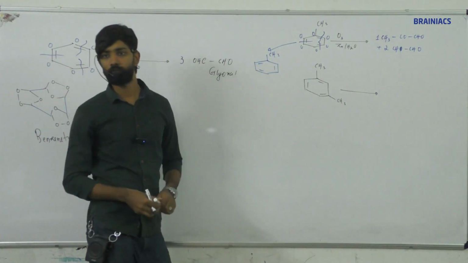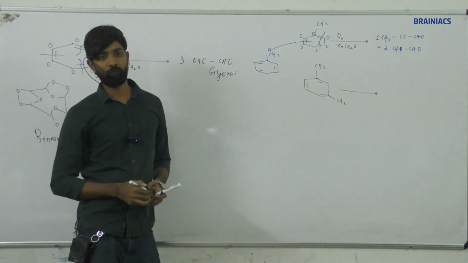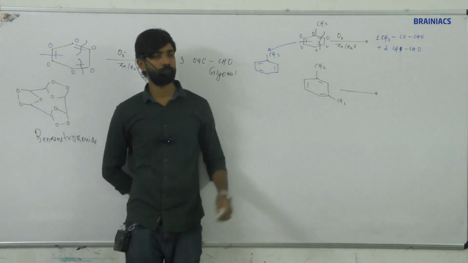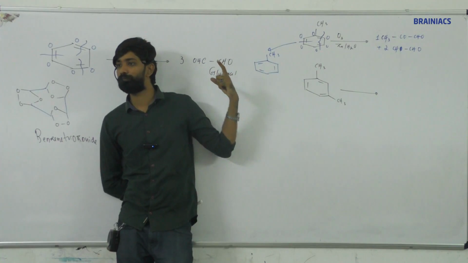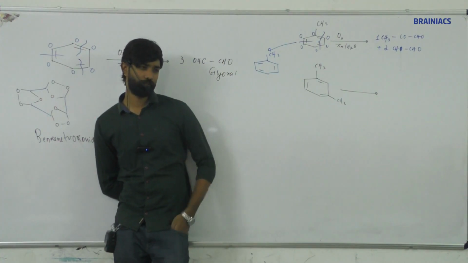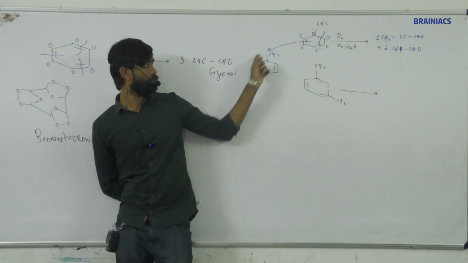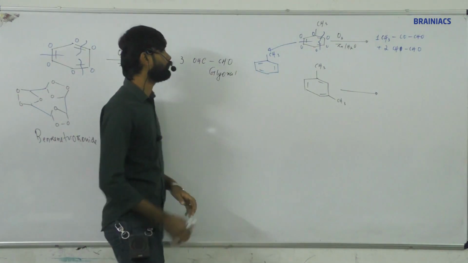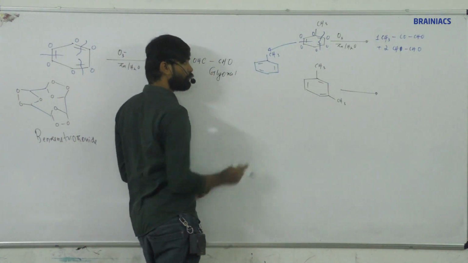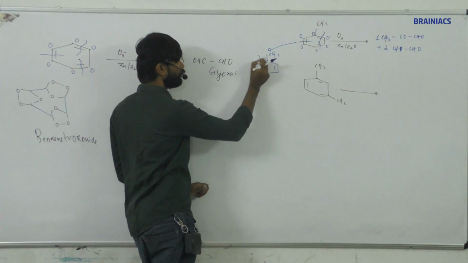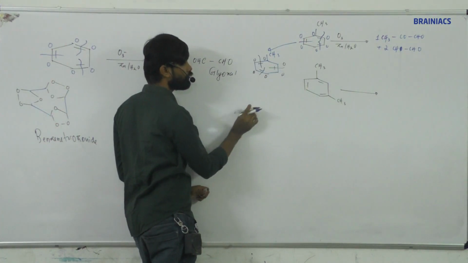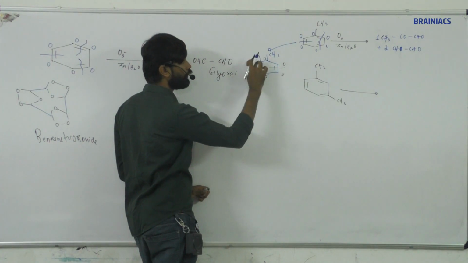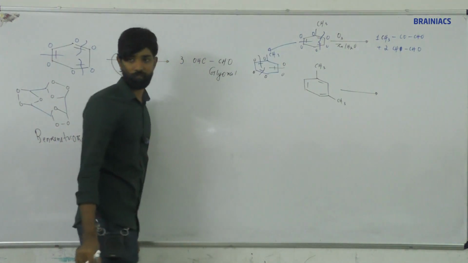Okay, what is it? The position of unsaturation is alternate. Is there any change in here, or the same product? Glyoxal, methyl glyoxal, both are the same.